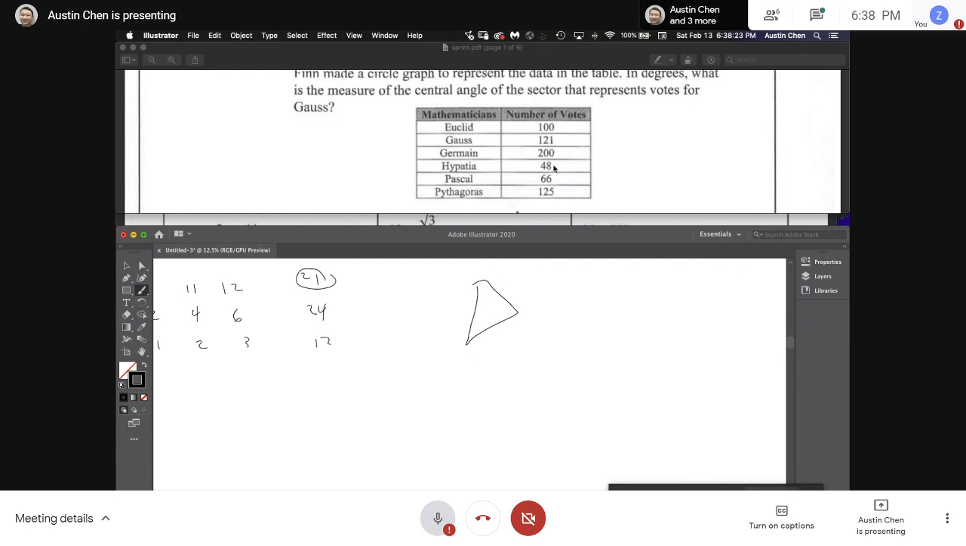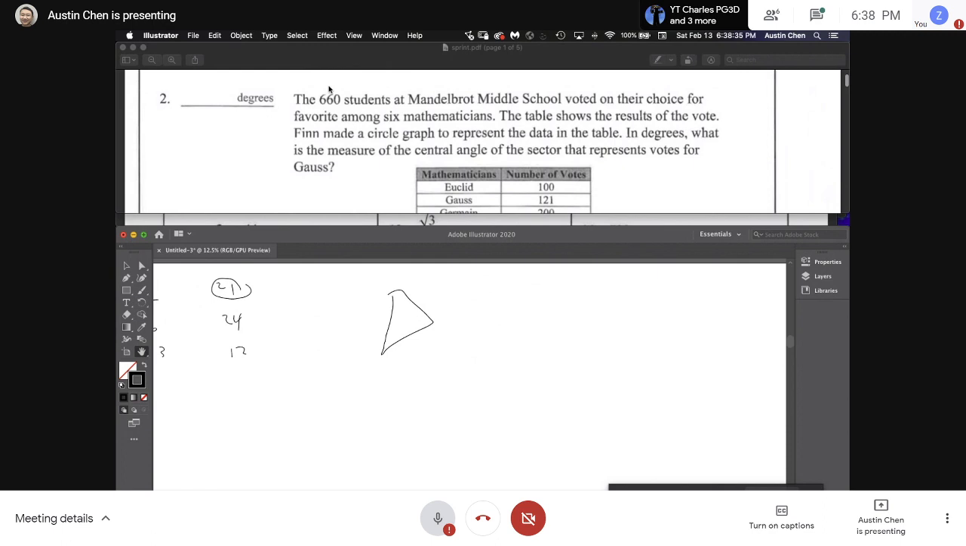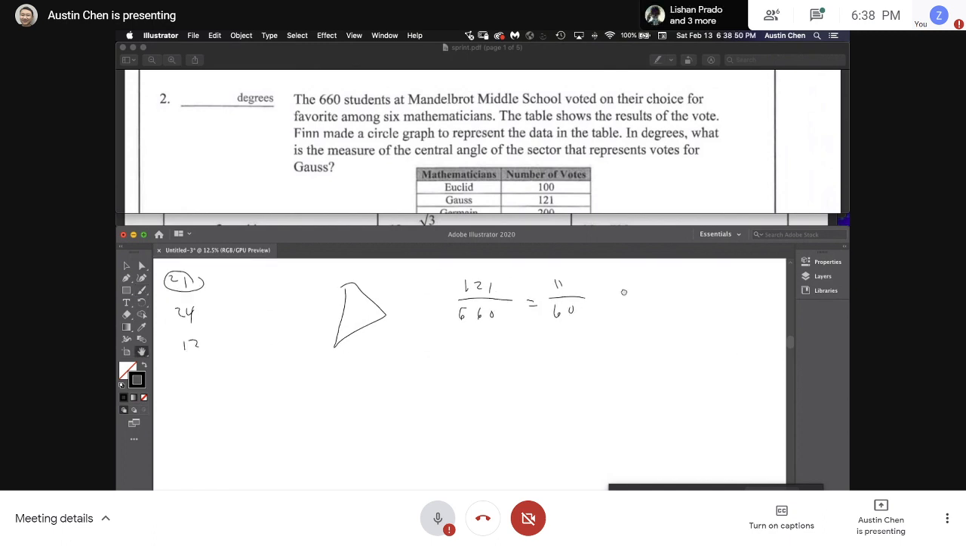Okay. So then we just want to find the proportion of Gauss votes to the total number of votes and multiply that by 360 degrees. So we're going to have to find the total number of votes. Oh, and it says the total number of votes is 660. So the proportion of Gauss votes to the total votes is going to be 121 over 660. Want to simplify this? You see top and bottom have 11. So then we have 11 over 60, and then we just need to multiply this by 360.